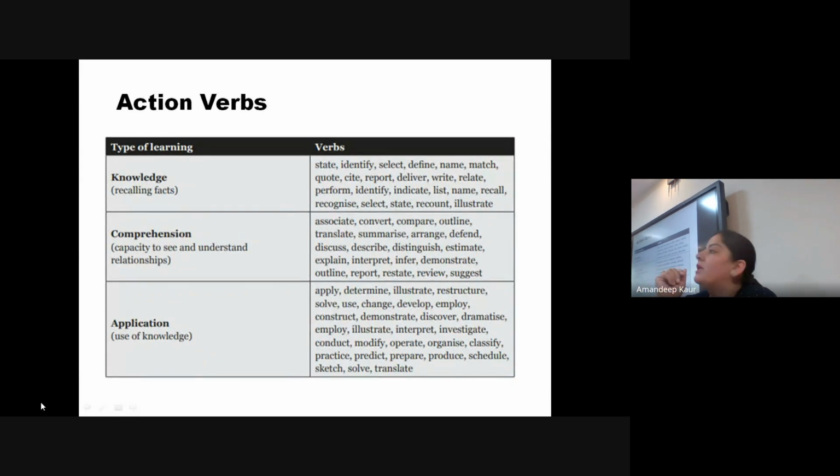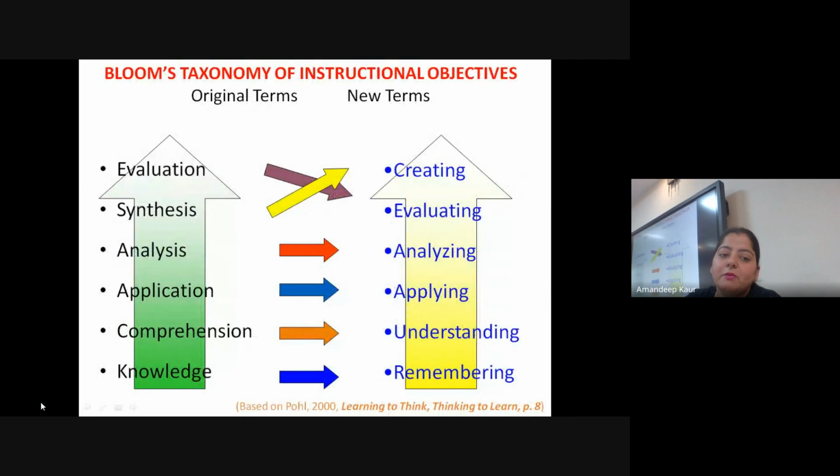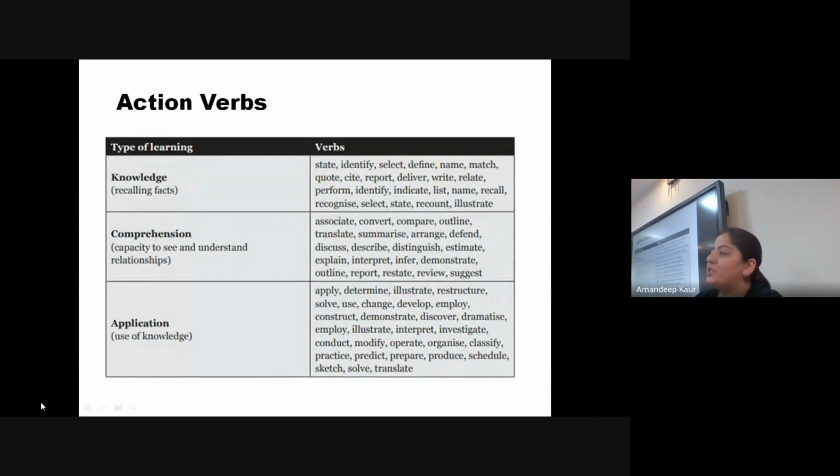So when we are saying remembering, previous Bloom's taxonomy mein knowledge means remembering, comprehension means understanding, application means applying. So when we are saying the remembering or the knowledge part, so what kind of statements the teacher can design and ask? It can be started with state, identify, select, define, name, match, or deliver, write, relate, perform. So there are many learning outcomes or the action verb the teacher can utilize. I will pass the PPTs to all of you at the end of the program.